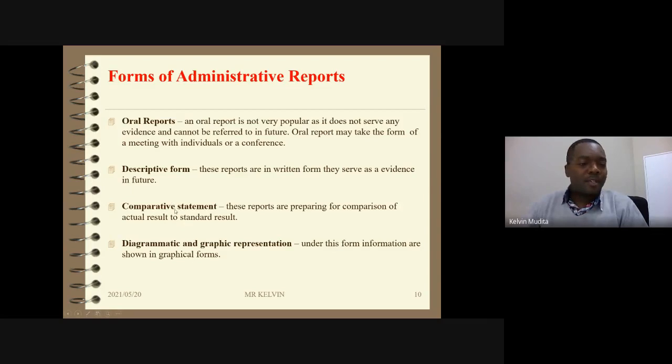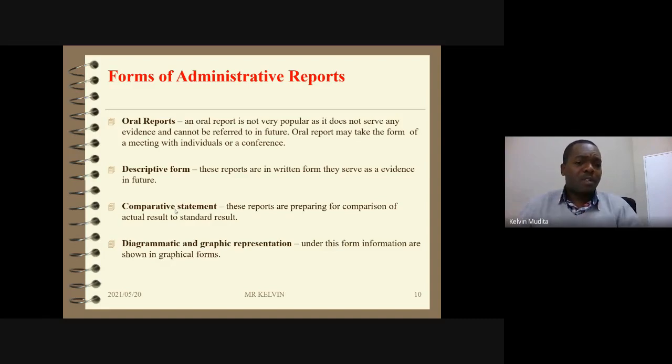Then a report can take the form of a comparative statement, whereby you are reporting on whether you have met the standards you have set. Each and every department or unit has set standards to say this is what we need to achieve, maybe on a weekly or monthly basis. So with a comparative statement, you are reporting whether you went above the bar you have set or you are below the target that you have set as an organization.